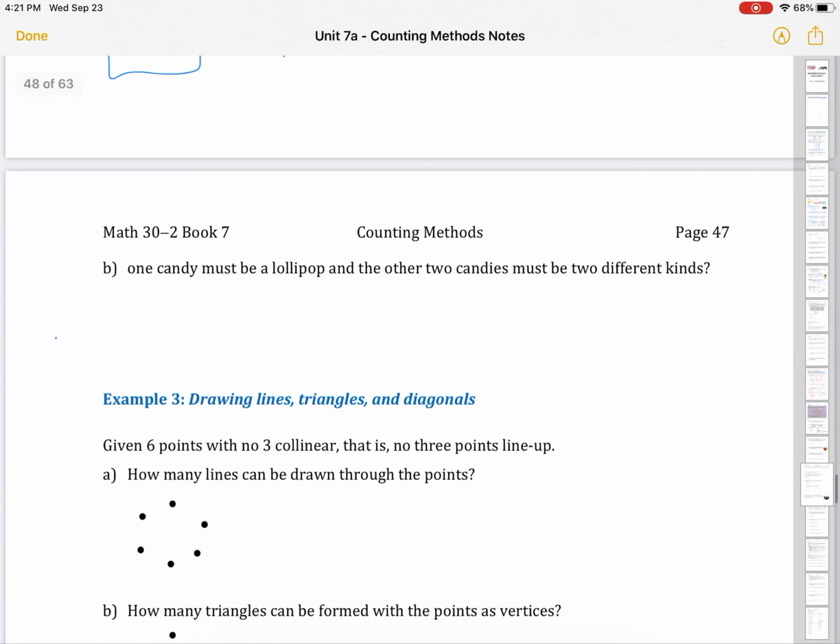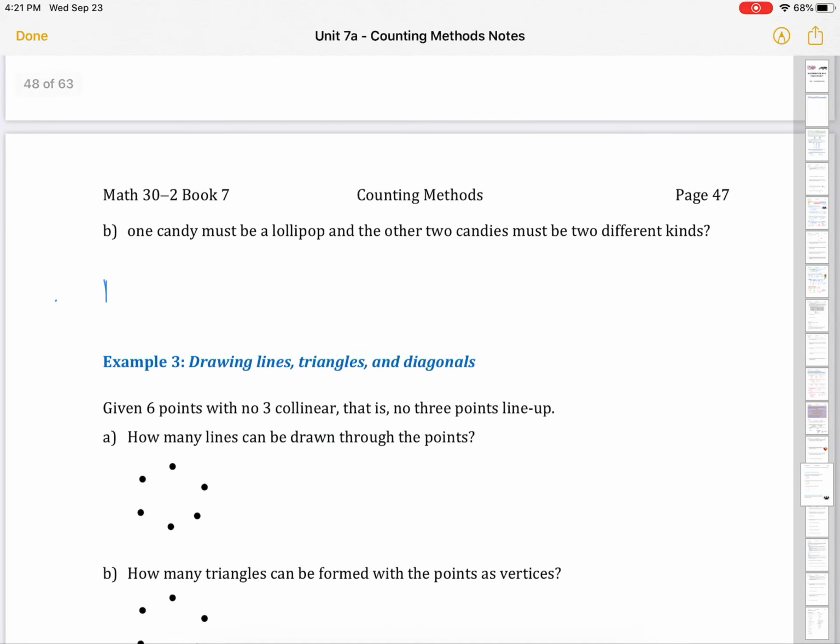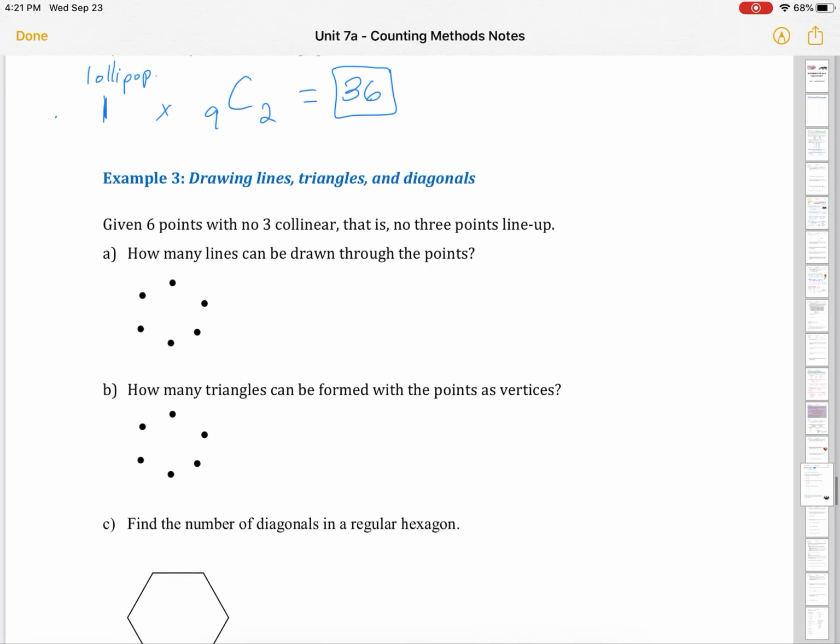Now, what is the criteria if one must be a lollipop and the other two candies must be two different kinds? So for the next question, we have one is a lollipop and the other two are different kinds. So we'll have a 1 for the lollipop, right? And then for the other one, that means there's 9 other different candies and we're choosing 2 of them. So 1 times 9 choose 2, and we get 36. Again, you can do that manually if you like, or you can leave it as is.